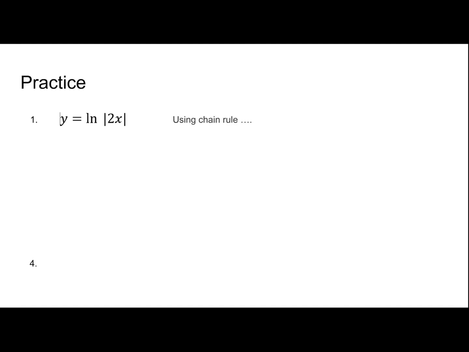Alright, so for this question, we need to be using the chain rule, okay? So in this case, dy over dx, so the derivative of 2x is 2. And so 2 multiplied by the derivative of ln of 2x. The derivative of ln of 2x is just 1 over 2x. So 2 times 2 times 1 over 2x, that's 2 over 2x. And the 2 and the 2 cancel out, so we get 1 over x.